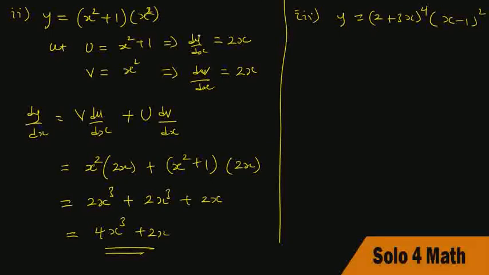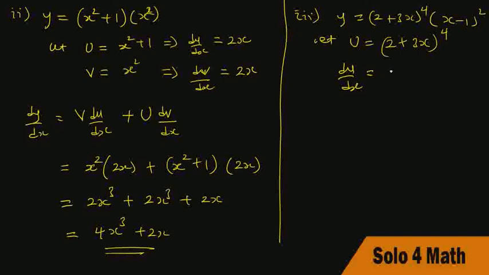This is one that really requires the product rule. So let your u be equal to (2 plus 3x) to the power 4. And when we differentiate this to get du/dx, here we use the chain rule, but I'm going to work it out easily, but what I'm using is the chain rule.